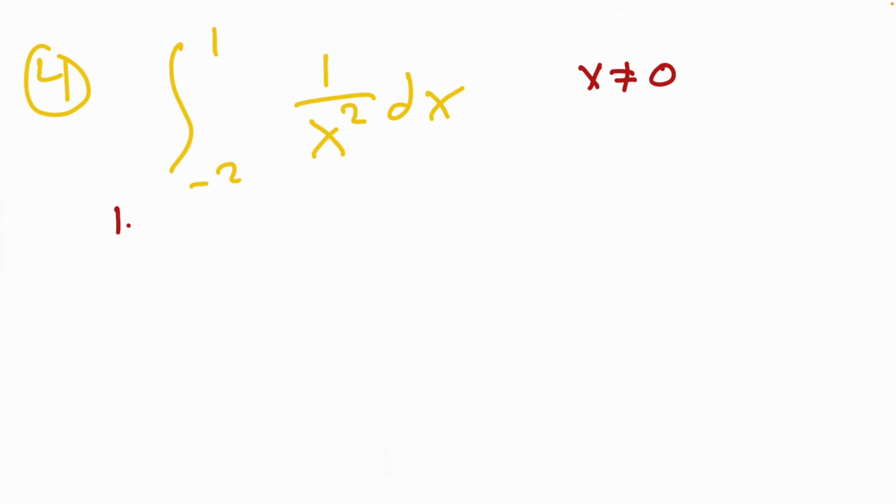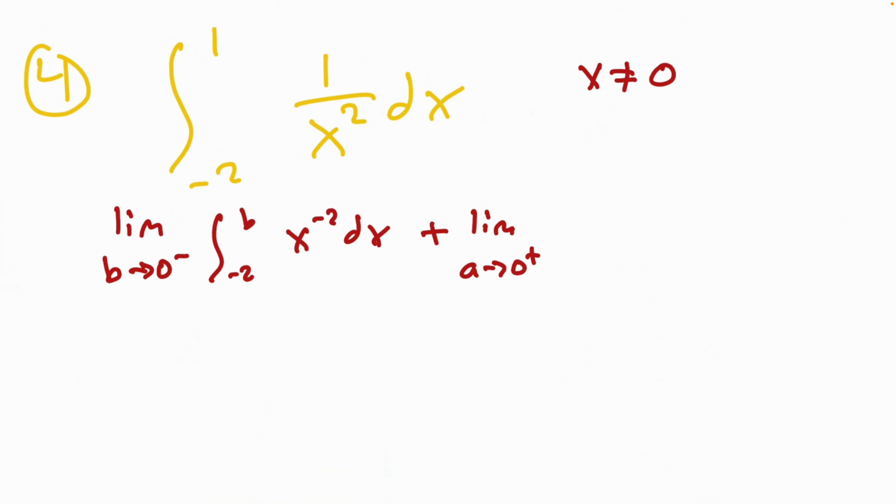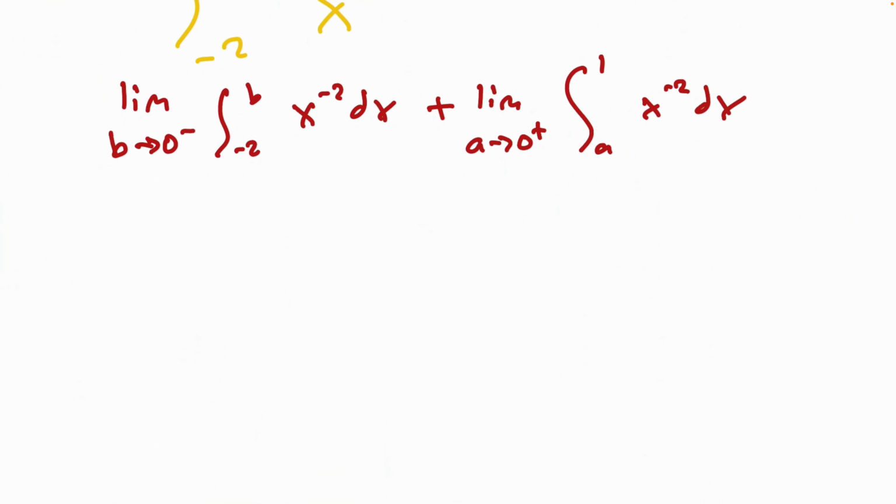So that involves limits. We're going to say, okay, the limit as b goes to 0 from the left side of the integral from -2 to b. Let's change that to x to the -2. I think it's always easiest to use negative exponents in the numerator rather than fractions. And then we're going to add to that the limit as a goes to 0 from the right side of the integral from a up to 1 of x to the -2 dx. Okay, so two limits, two integrals, but it's the same integral, so you only have to think through the integration once.